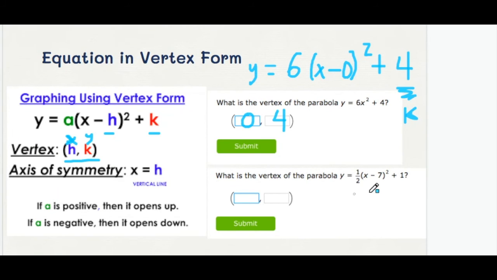Let's take a look at the second example. What is the h value? It is 7. What is the k value? It is 1. So our vertex is 7, 1.